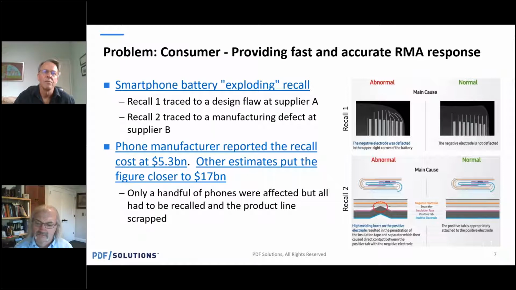So, this was a hugely costly exercise. The manufacturer reports 5.3 billion in costs, and other people put it more like 17 billion. And the sad thing is, it's only a handful of phones that were really affected, and only a handful really needed to be recalled. But instead, they were all recalled, and ultimately the product line was scrapped. So next slide, please.